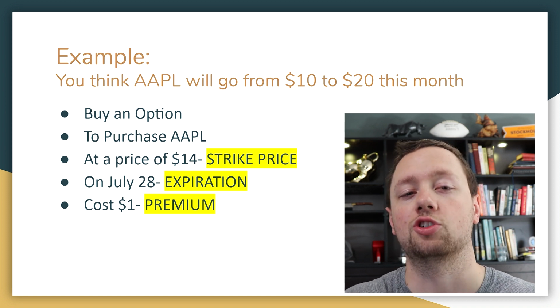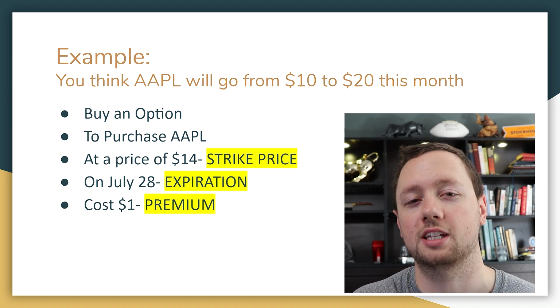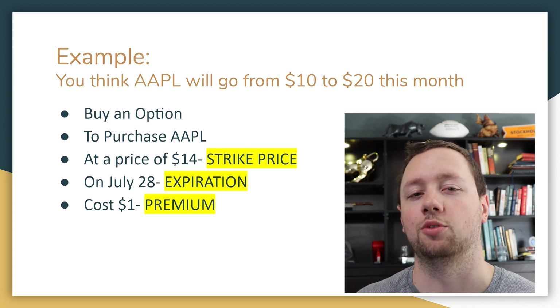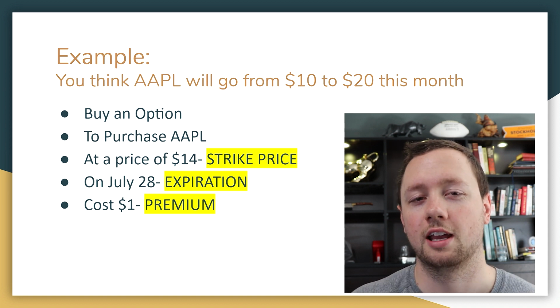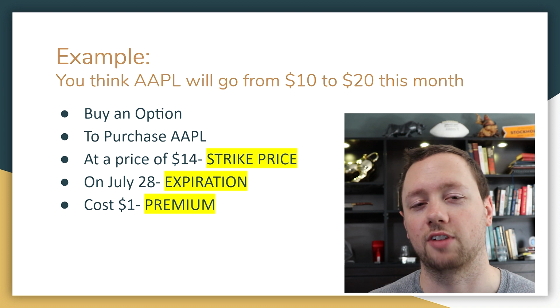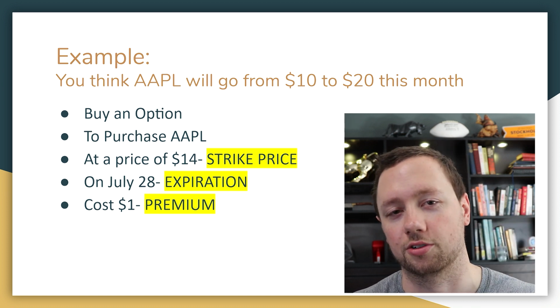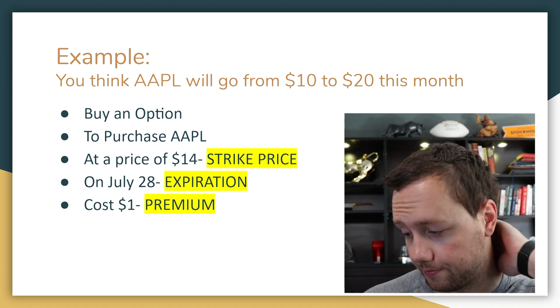Therefore, if Apple is $20 on July 28th, you will be able to buy it at $14, sell it at $20, and you'll be able to profit $6. Now, you will have paid $1 for your premium, so you will have $1 invested, you'll get $6 back, your total profit on it will be $5. That's how an option works.